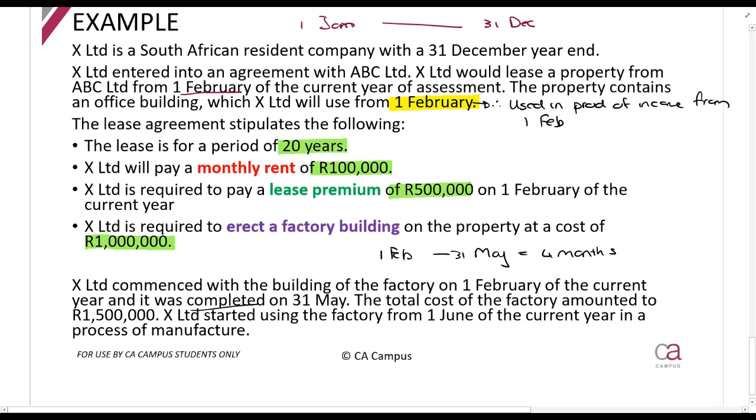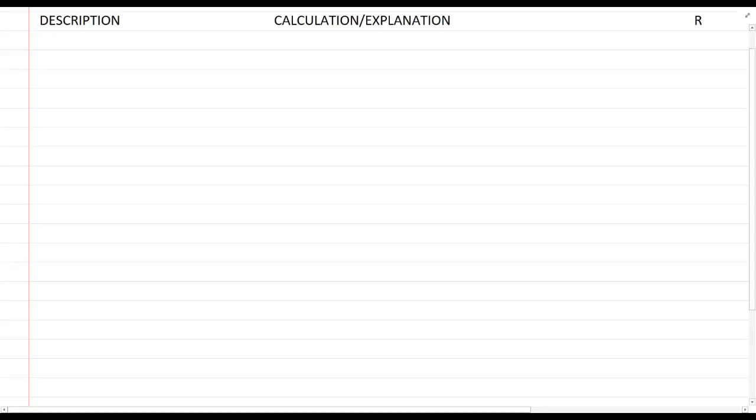The total cost of the factory amounted to 1.5 million. So see here, we spent 1.5 million, we should have only spent 1 million. X Limited started using the factory from the 1st of June of the current year in a process of manufacture. That's important. It's a process of manufacture, it's a factory building, so it means we could consider section 13. So let's do the calculation quickly.